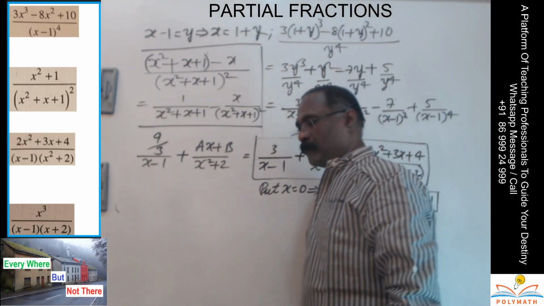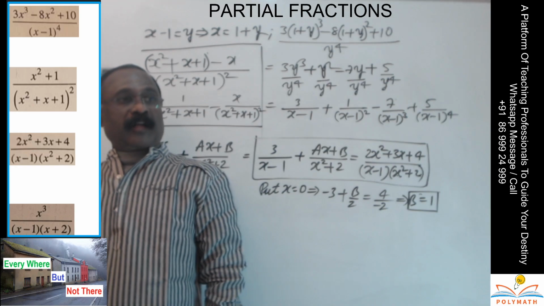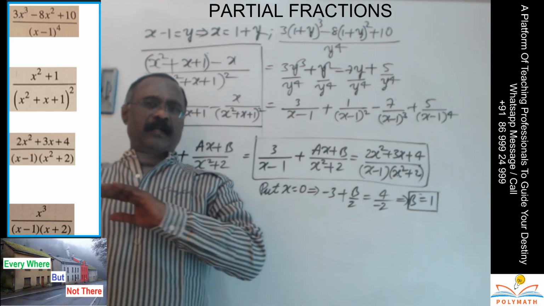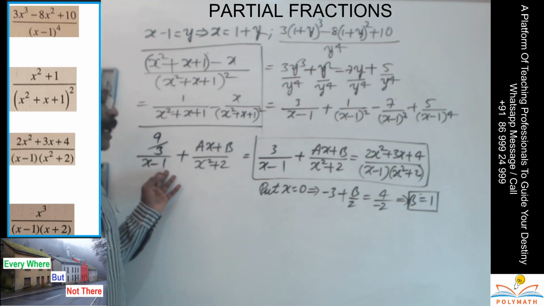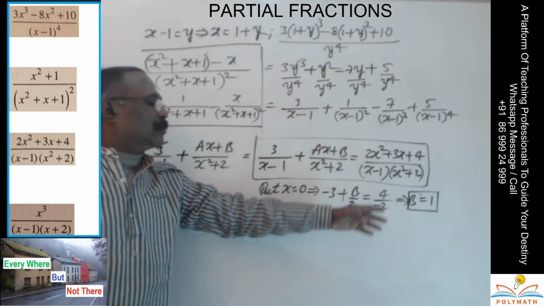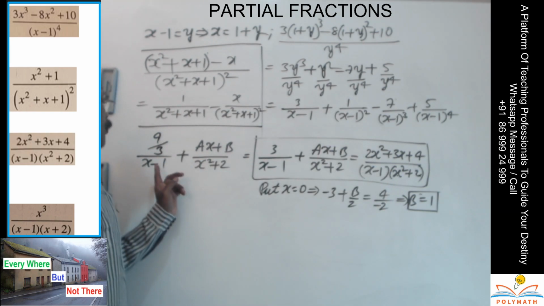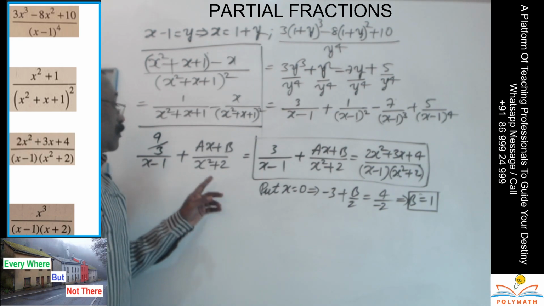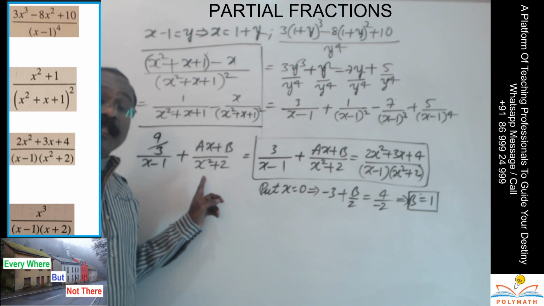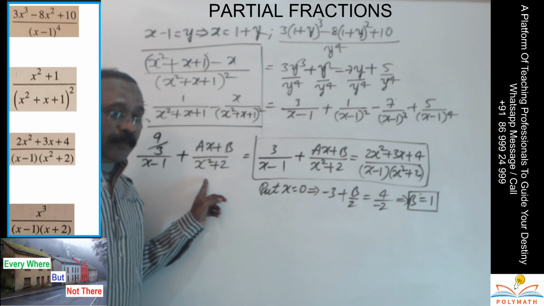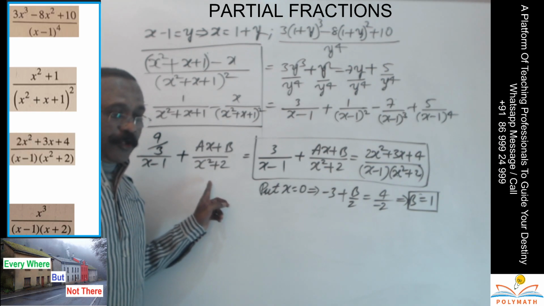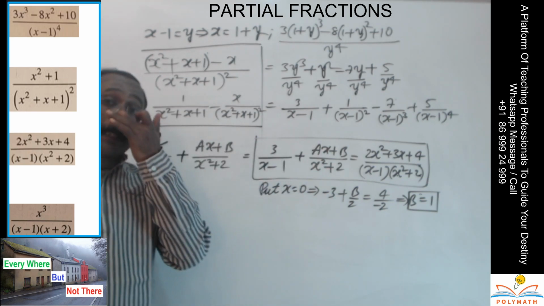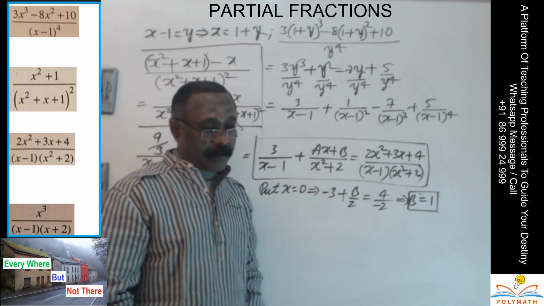Check it out, please. What did I do? I substituted x equal to 0. First, I used "everywhere but not there" by putting x equal to 1. In this fraction, I got the numerator as 3 for x minus 1. And next, this is a quadratic in the denominator. Correspondingly, in the numerator you will have ax plus b. This is the quadratic. In the numerator, you will have the linear ax plus b.